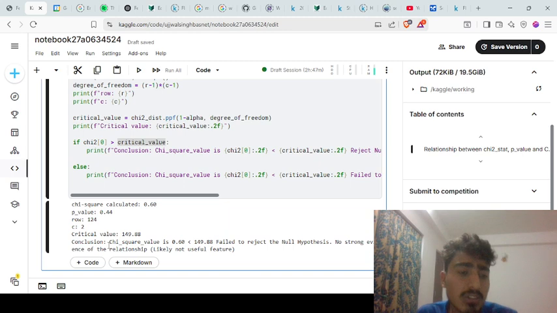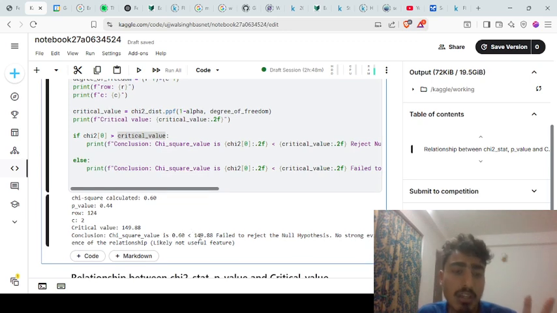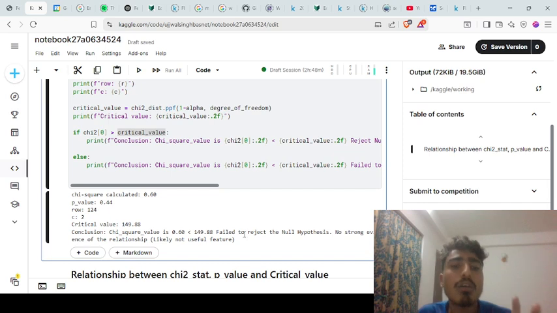So here is the conclusion: the chi-square value is 0.60, which is less than 149.88. That means we fail to reject the null hypothesis. The main logic is that the calculated value is lesser than the critical, or tabulated, value, which results in failing to reject the null hypothesis, with no strong evidence of a relationship, so likely not useful features. We can conclude that these are not useful features to train the model.